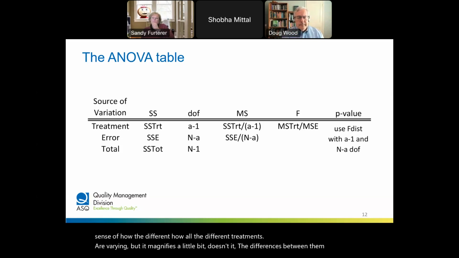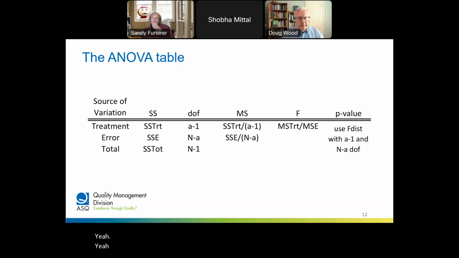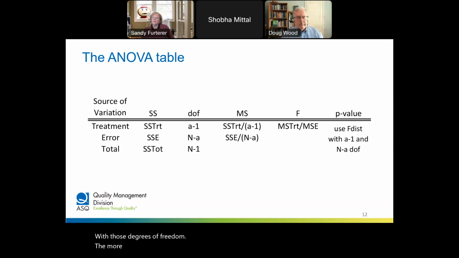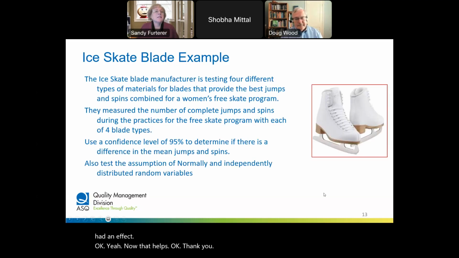Yeah. So then the other element too is you're getting a ratio of those variances. So if you don't have a difference between the treatment and the error, that would mean that F was close to 1. The farther that F value is from 1 with those degrees of freedom, the more chance you have that those variances are different and that the treatments really had an effect. Okay, yeah, now that helps. Okay, thank you.